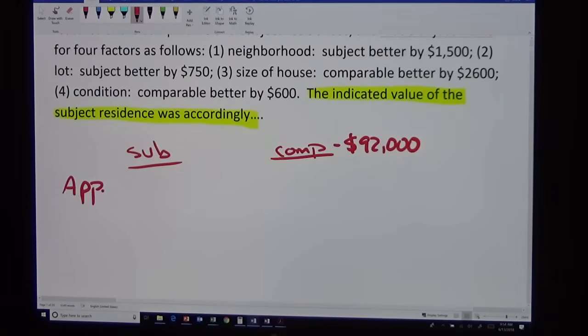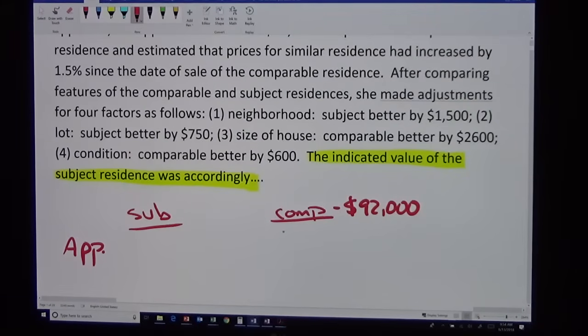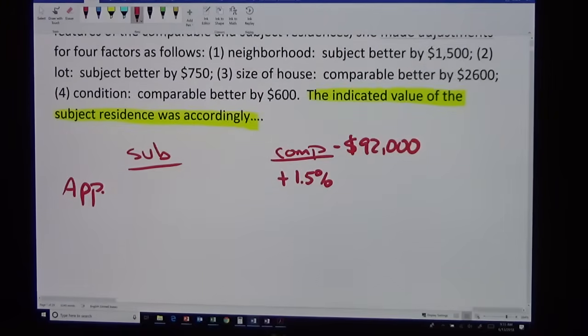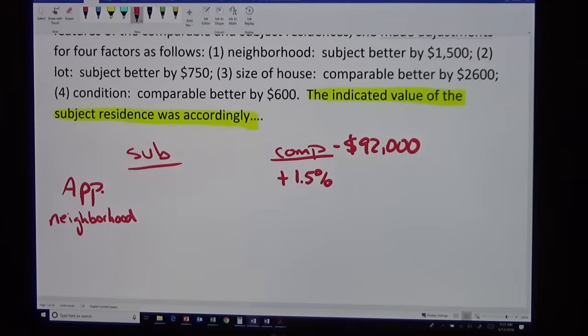So we're going to have to adjust for appreciation here. And what we know as far as appreciation goes is that we've gone up plus 1.5%. So we'll come back and do the math here in a second, but we know it's gone up plus 1.5%. After comparing features of the comparable and subject residences, she made adjustments for 4 factors as follows. Number 1, the neighborhood. So we're going to put neighborhood here because we're adjusting for it. And it says the subject is better by $1,500. Okay? Subject is better by $1,500.